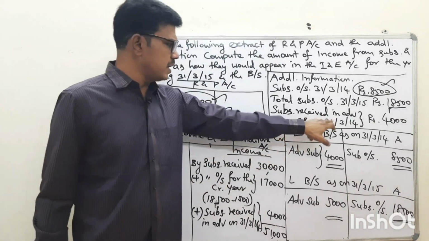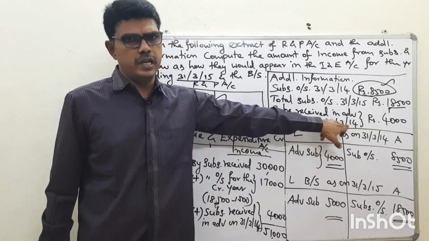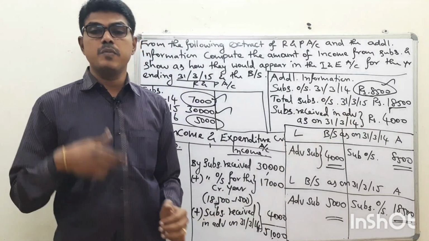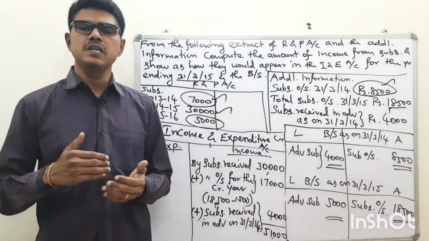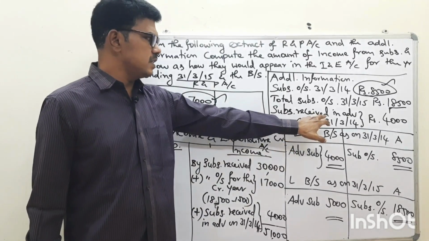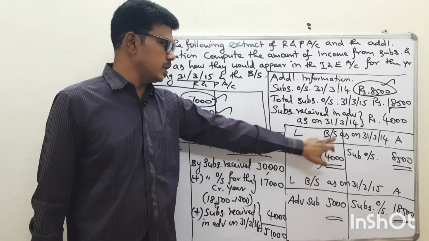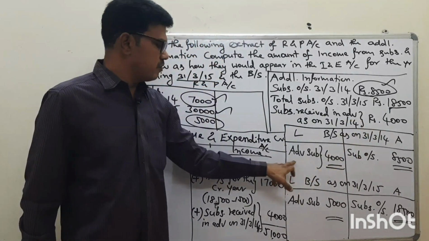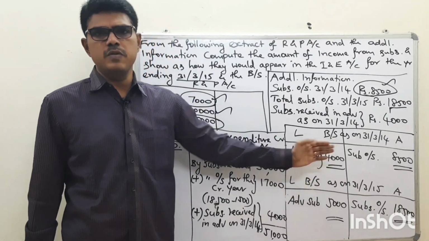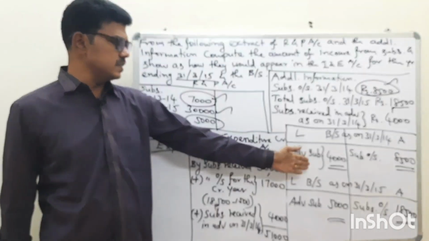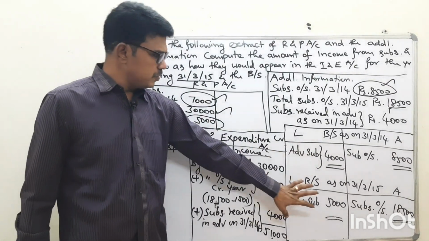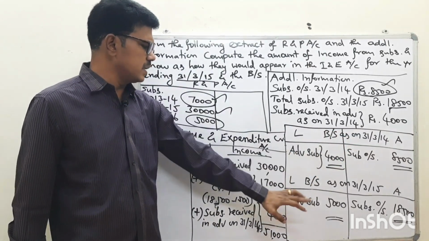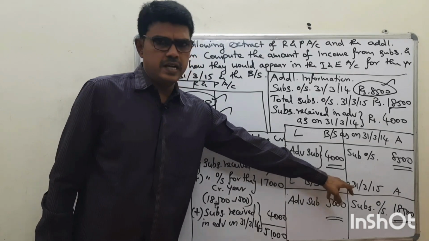Like that, subscription received in advance as on 31st March 2014. During that year, we have received some amount which is for the next period, right? Advance means it is for the future period. This amount will be the liability during the financial year 13-14, and the amount is 4,000. Advance subscription 4,000 rupees. This is a liability until the due date arrives. There are no other particulars to be shown in the previous year balance sheet. Like that, we are going to prepare the balance sheet for the current year.